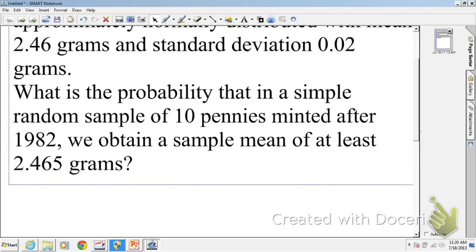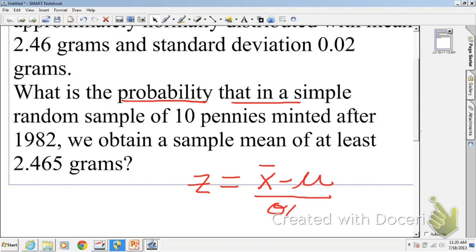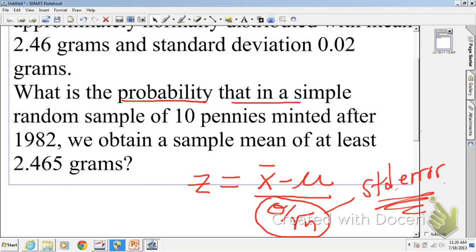So the first thing I see is that they're asking us for the probability. And we know that's going to involve a z-score. So in this chapter, regarding the central limit theorem, your z-score is going to be x bar minus mu over sigma over root n. Now remember, this quantity in the denominator, sigma over root n, is called the standard error of the sampling distribution of sample means, which I know is a mouthful. That's called the standard error. Okay, so let's just think about what we know.